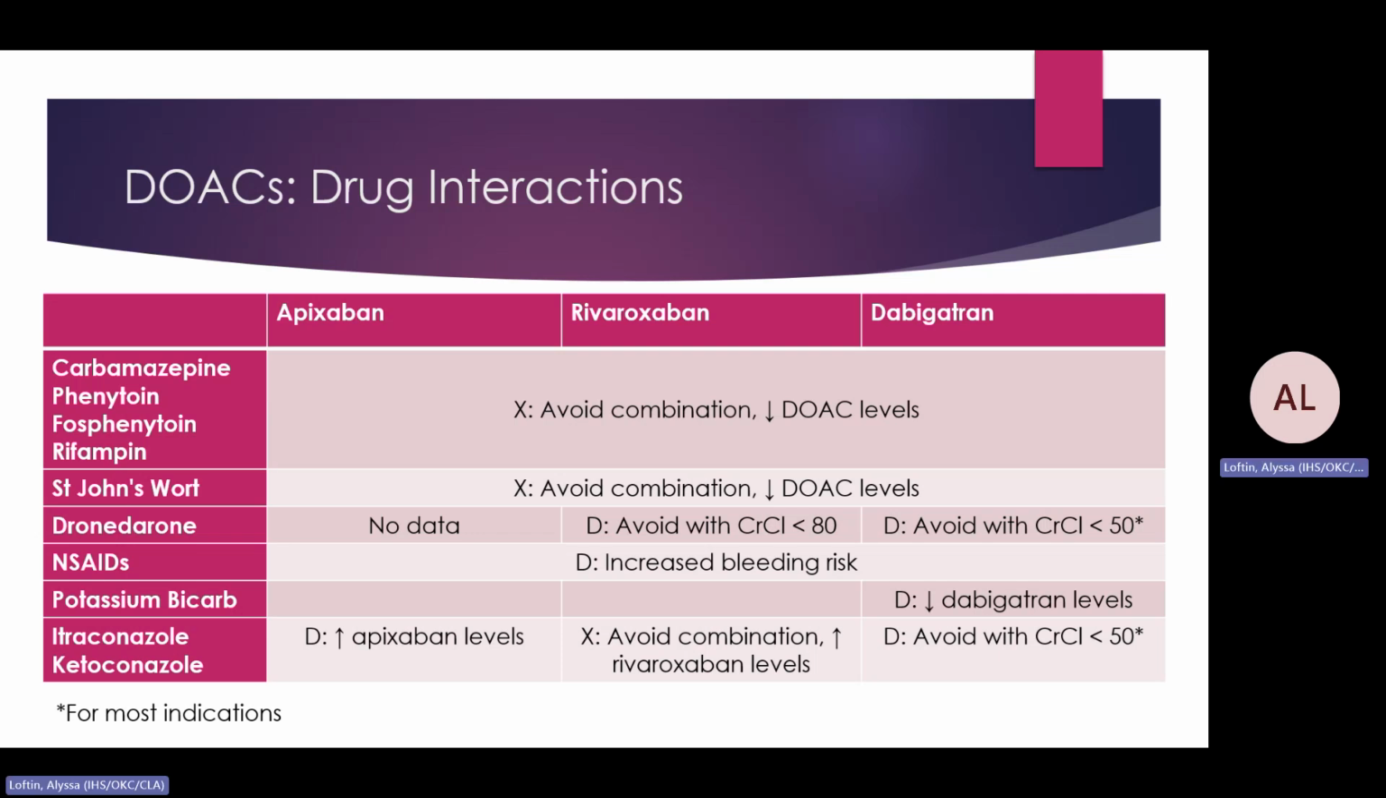NSAIDs also need to be avoided as this can increase the patient's bleeding risk. Potassium bicarb, particularly with dabigatran, needs to be avoided. And then for azole antifungals such as ketoconazole, for apixaban, this can increase its levels, so that would also be putting the patient at increased bleed risk. And then that's basically for all of the DOACs, just try to avoid this combination if possible.